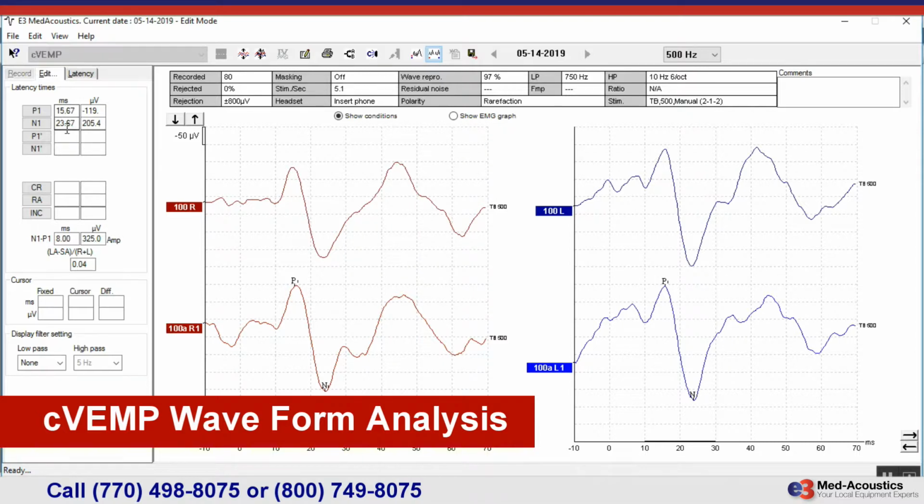P1 is 15.6 milliseconds, N1 is 23.6 milliseconds, and the amplitude on the left side is a little bit higher even. It's 325 microvolts. Okay.